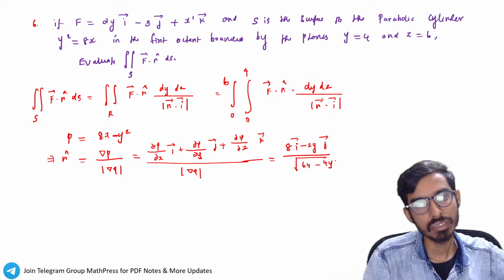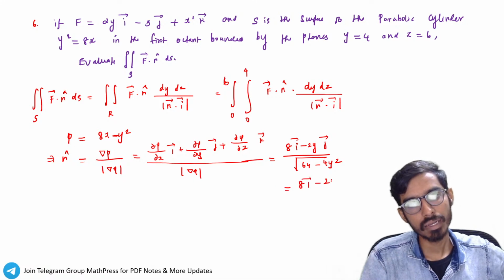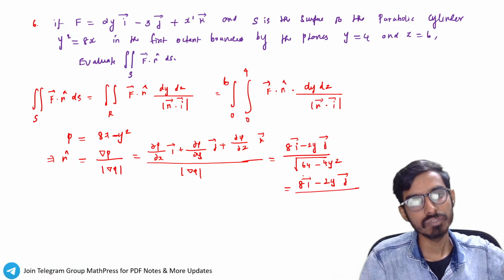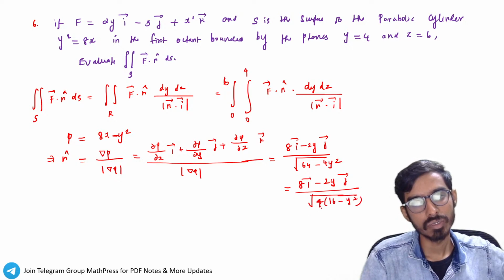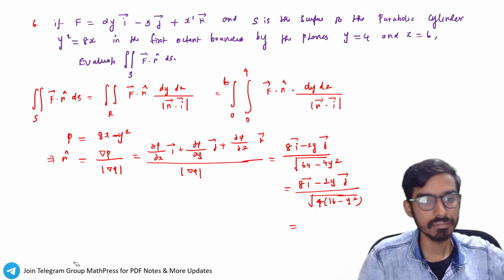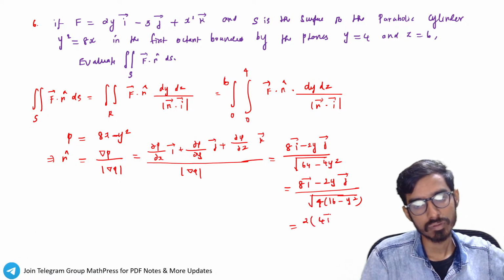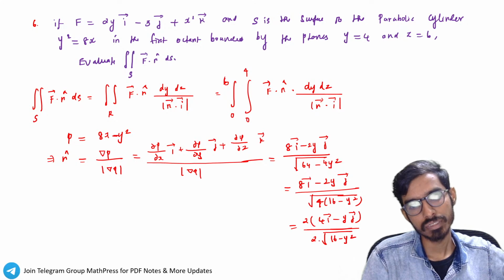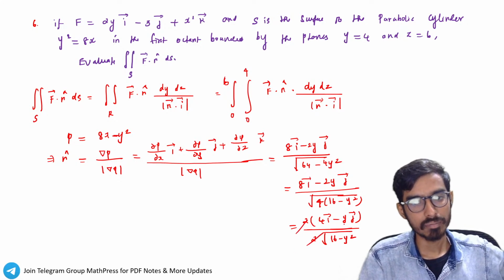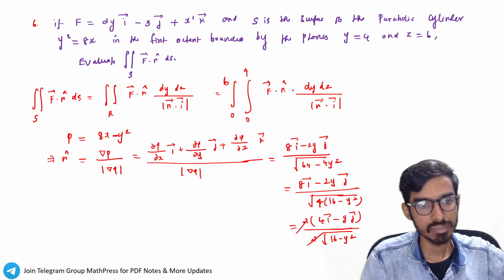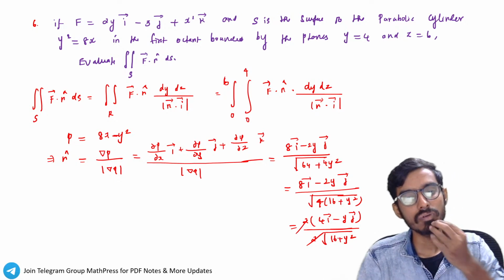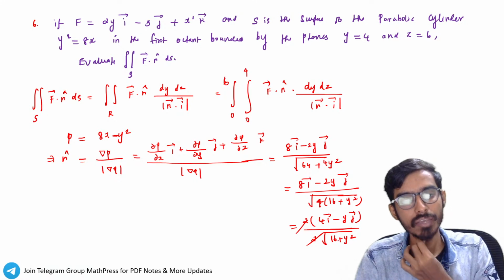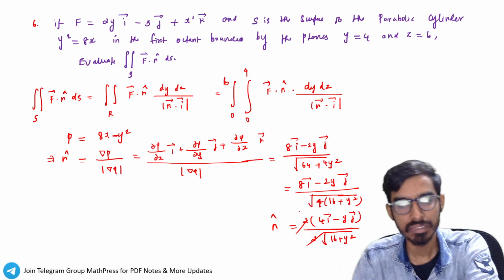What is modulus of del phi? It is root of 64 plus 4y square. And this will be 8i vector minus 2y j vector divided by, taking 4 outside, 16 plus y square. If I take 2 common here, 4i minus y j vector, and taking the 4 outside, we will have 2 times root of 16 plus y square. Sorry, plus. So 4i minus y j divided by root of 16 plus y square is our n cap.